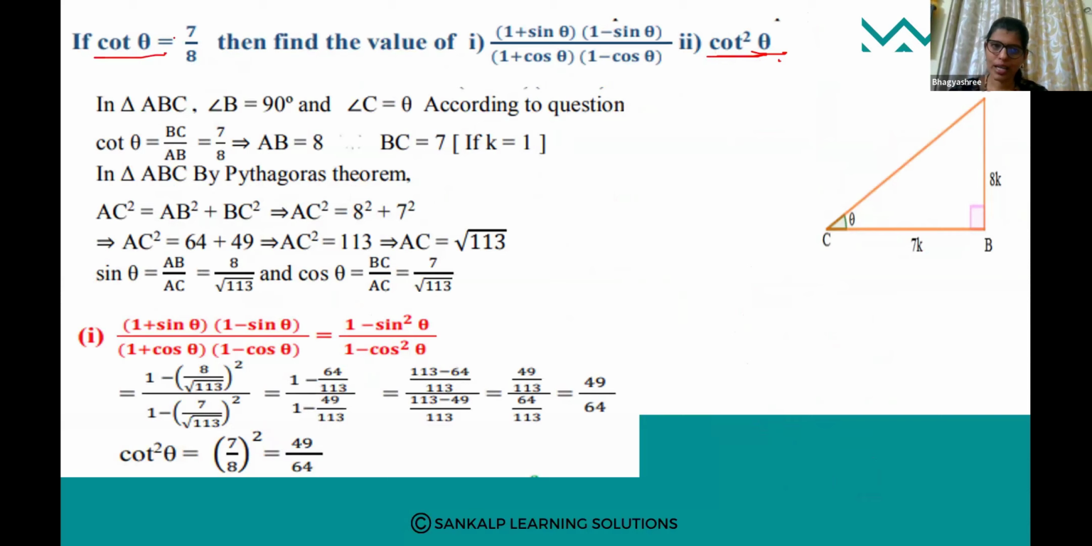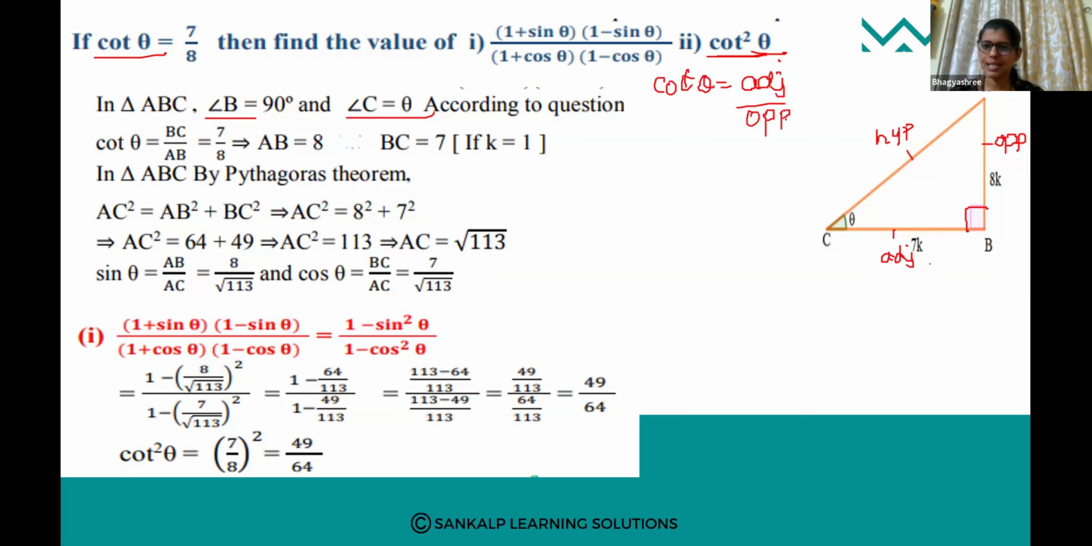What they have given: cot theta is equal to 7 by 8. So take one right angle triangle ABC. At point B, it makes an angle of 90 degree. At point C, theta is there. Therefore, this is the opposite side, this is the hypotenuse, and this is the adjacent side. Okay. So in triangle ABC, at point B, 90 degree and C is theta. According to the question, cot theta is equal to 7 by 8. Cot theta means what? Cot theta is equal to adjacent divided by opposite.